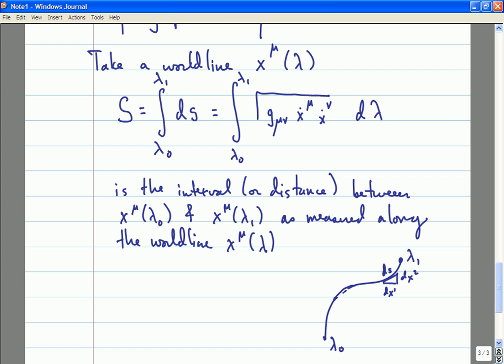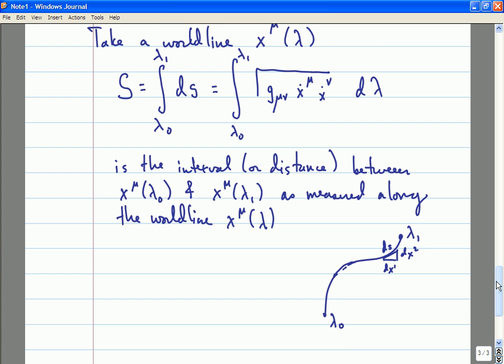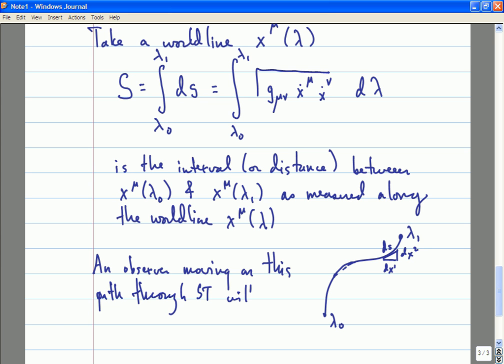So physically, what is the significance of this invariant interval? Physically, the interpretation of the invariant interval S is the same as the interpretation in special relativity. So an observer moving on this path through space-time will measure a proper time that is elapsed between the points x mu of lambda naught and x mu of lambda 1, which is equal to I times this invariant arc length, this invariant interval. That factor of I appears for the same reason it appeared in special relativity.